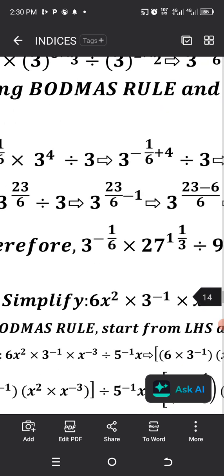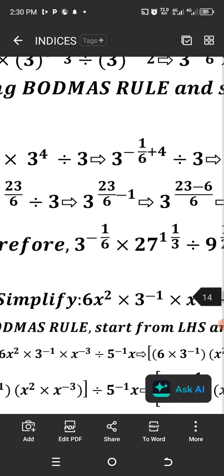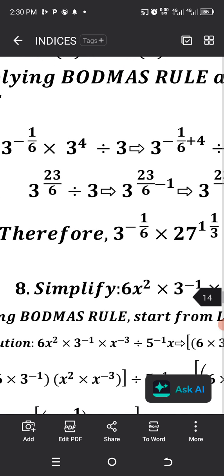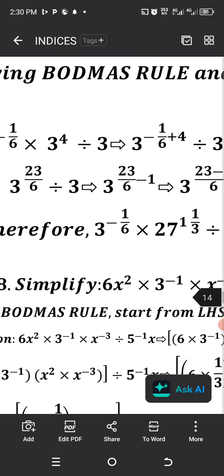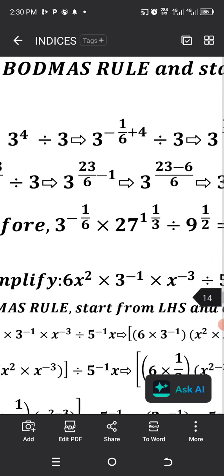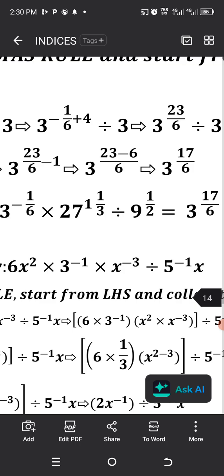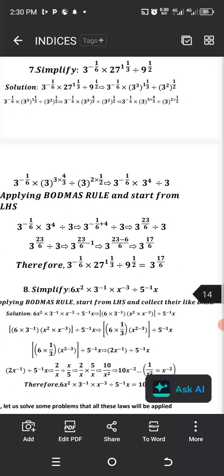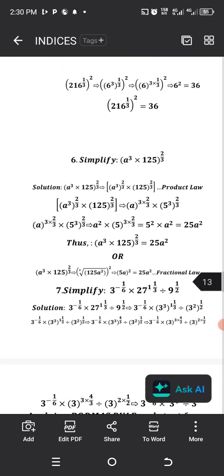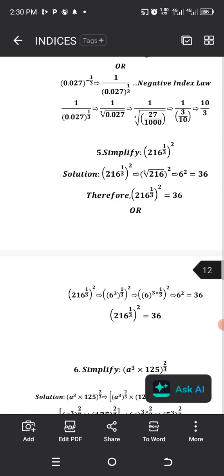So now you apply division law. The first law we applied is multiplication law. After that, division law now, because it's division that exists between. So everything is now 3 raised to power 23 all over 6 minus 1. So if we simplify, the final answer will be 3 raised to power 17 all over 6. So that is the final answer. Let me just zoom out so you can have a better view of this.